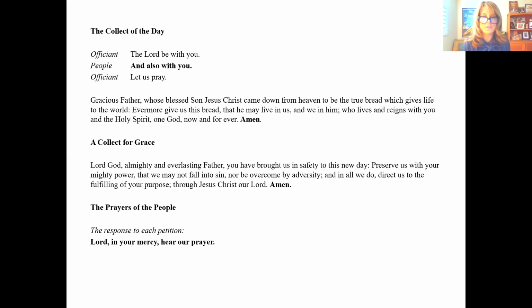In times of uncertainty, fear, and stress, may we remember, Lord, that you are the God of love, hope, and faith, and you will never leave us or forsake us.